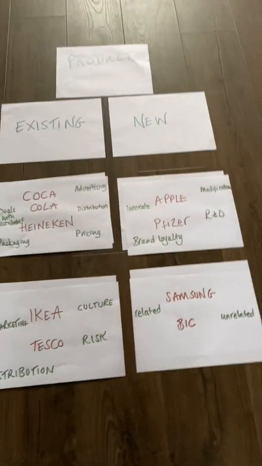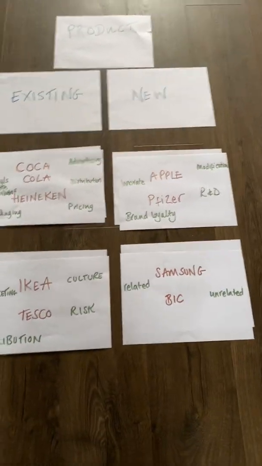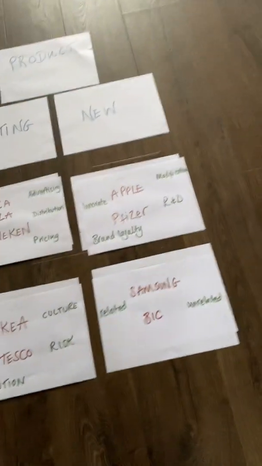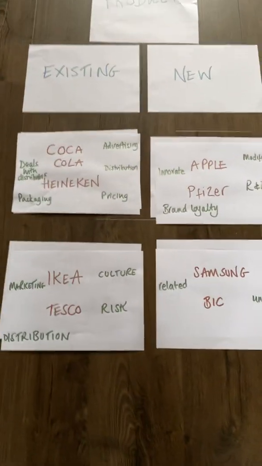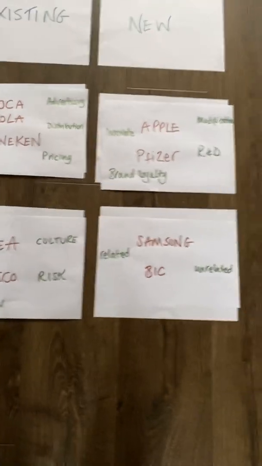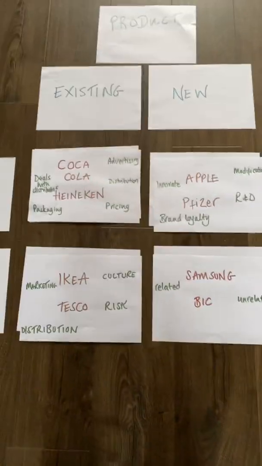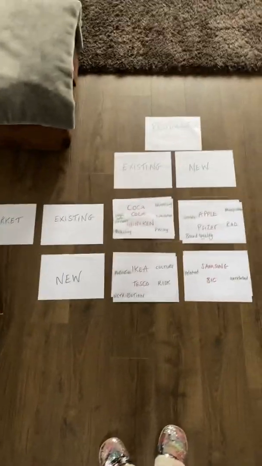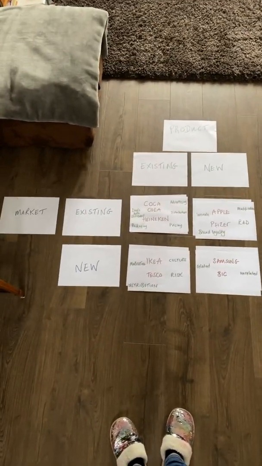So your first task is to draw the matrix. Your second task is to add in some examples, not my examples. You're going to have to think of different companies that do those. I would like you to come up with two of your own for each of those things. So I'll do that so you can pause it.